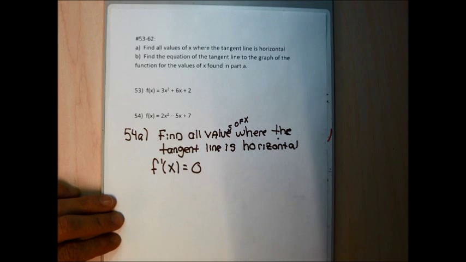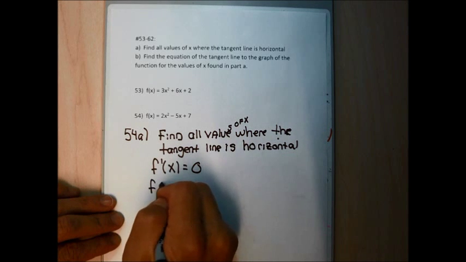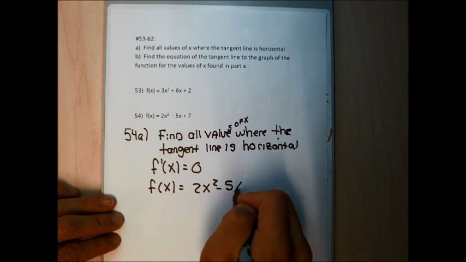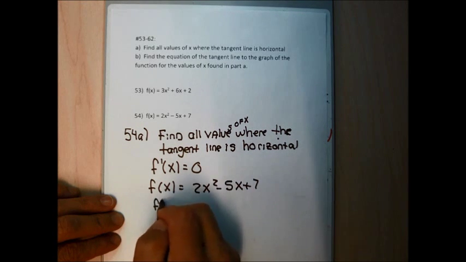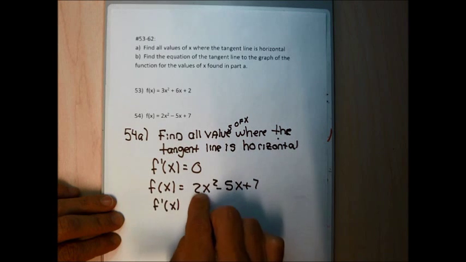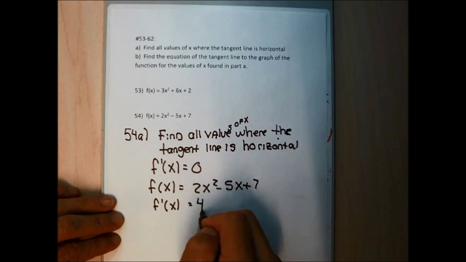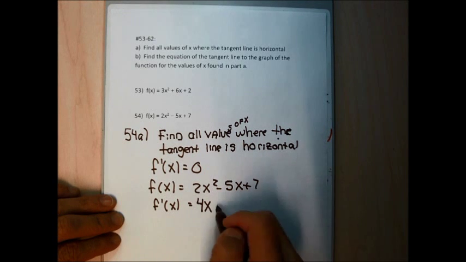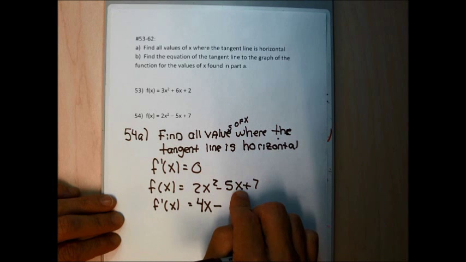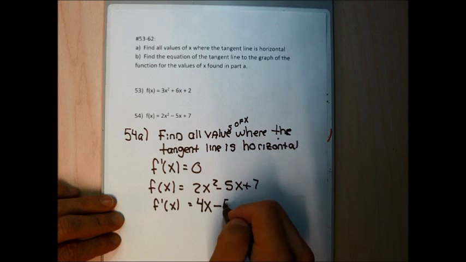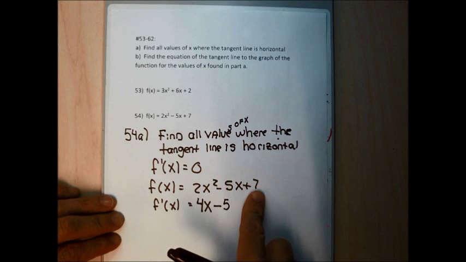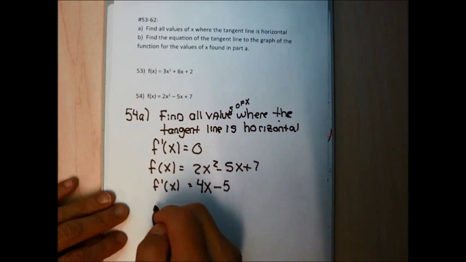for x. So when I go to do 54 part A, f of x is equal to 2x squared minus 5x plus 7. F prime of x, I'm going to multiply the exponent 2 by the coefficient 2 and get 4. Lower the exponent from 2 to 1, so I get 4x to the first power. The second term is an x to the first power term, and the derivative of any x to the first power term is just its coefficient, so that derivative will be minus 5. And the 7 doesn't have an x, it's a constant. The derivative of any constant is 0. So now I have the derivative.